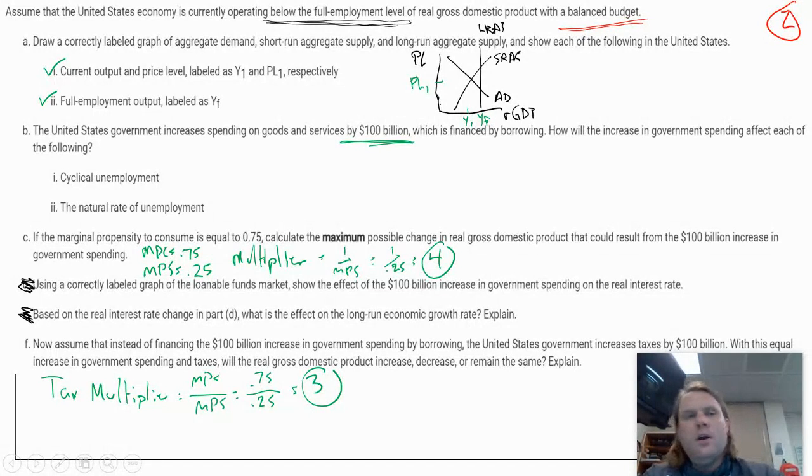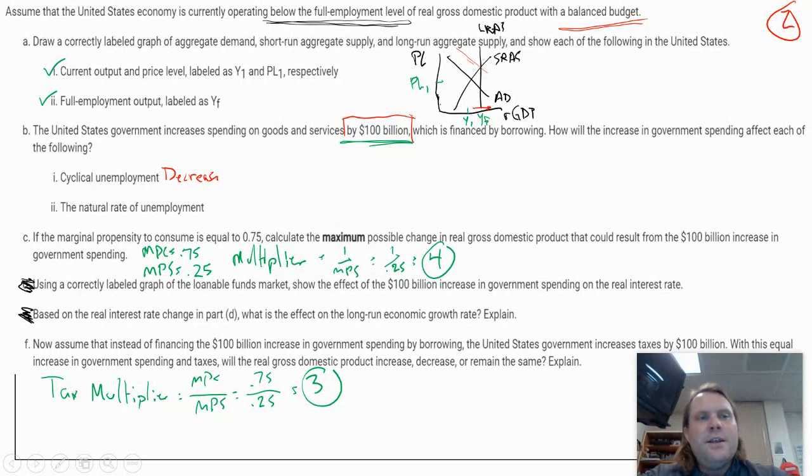So for our United States government increasing spending on goods and services. Now, we don't have to know the number how much, but we're going to use this number later. What's that going to do? Well, that's going to increase our aggregate demand. It doesn't tell us to draw it, but our aggregate demand is going to increase, which means we're going to output more stuff, which means we're going to hire more people. So cyclical unemployment, the stuff that's caused by recessions, is going to decrease. It doesn't even ask us to explain it.